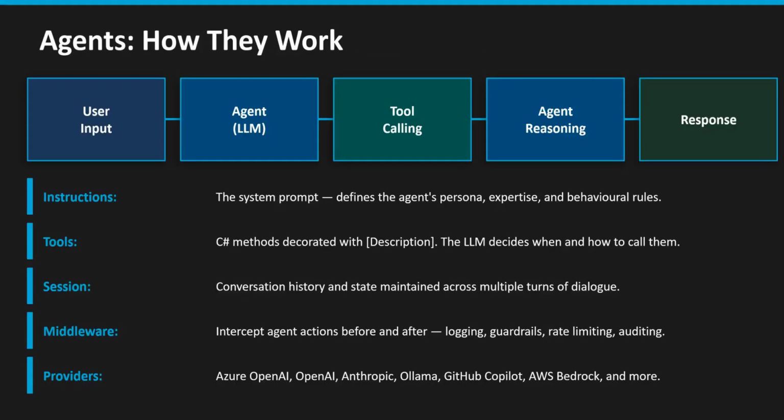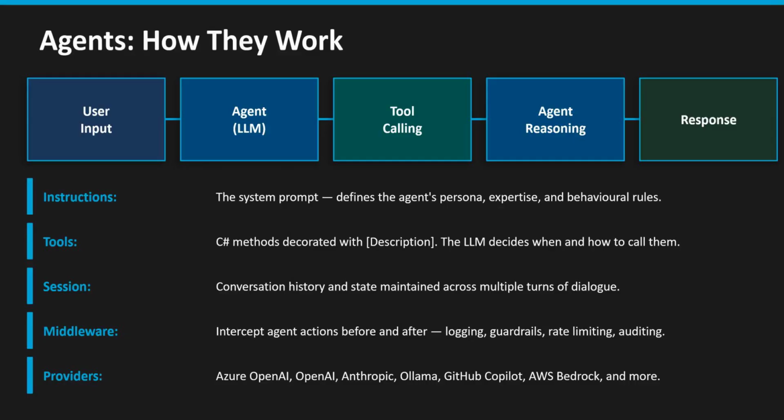So how does an agent actually work? It's pretty straightforward. The agent receives input from the user, sends it to the LLM along with its instructions, and if needed, it calls tools to get things done. Then it comes back with a response. Simple on the surface, but incredibly powerful once you start using it.